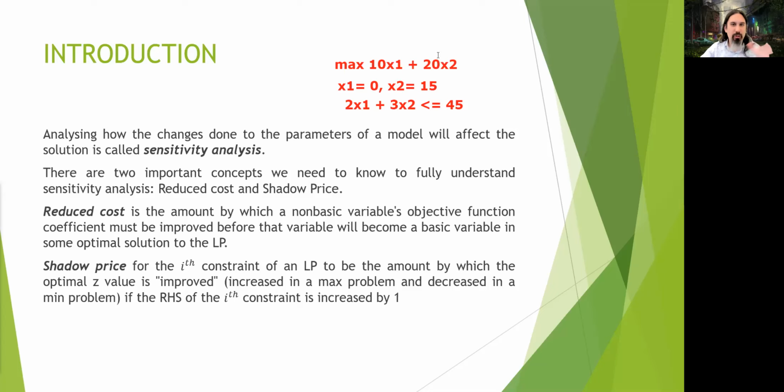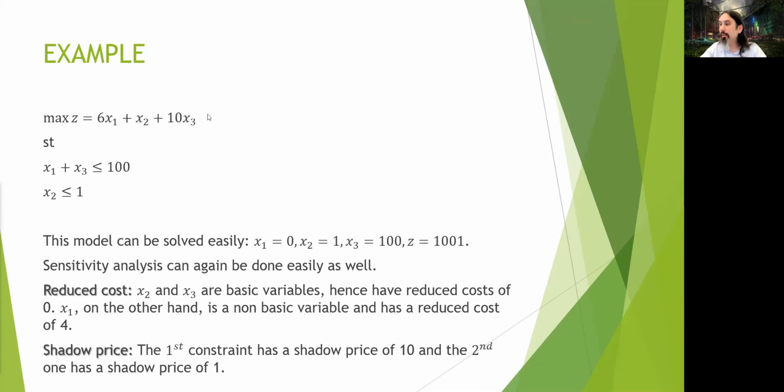Now, assuming we know these two, I know that it's not that clear right now, it's a bit hazy, but it's always hazy at the start, so it will get better as we solve examples. Now, we have a simple example over here: maximize 6 times x1 plus x2 plus 10 times x3, subject to x1 plus x3 is less than 100 and x2 is less than 1.